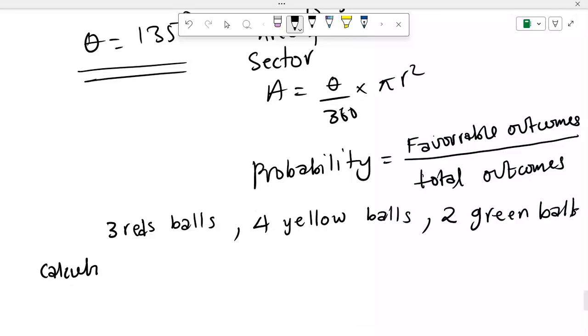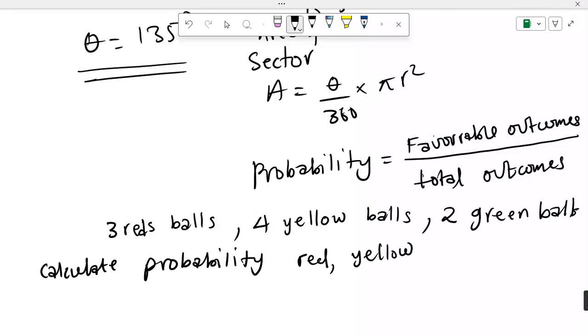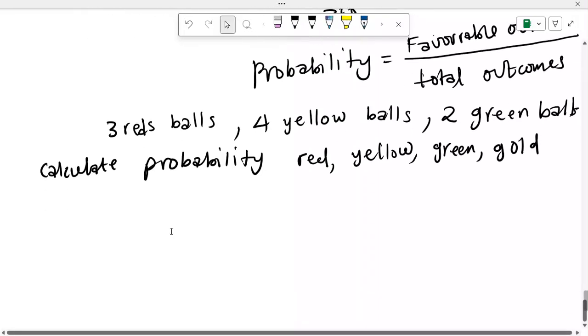Then you are told to calculate probability red, probability yellow, probability green, probability gold. Let's include gold. Okay, so just solve for 2.